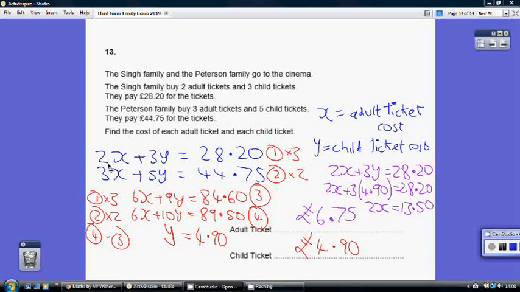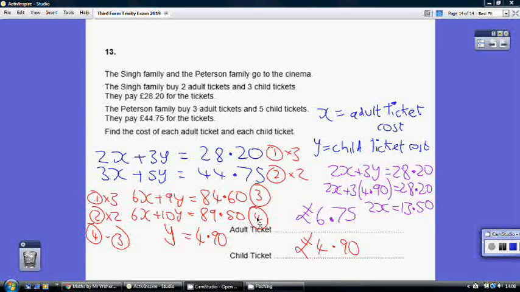So you just needed to spot that this was a simultaneous equation type of question. Now, once you've got that far, you should be all right. So the mechanics of doing this, we need to get the same number of x's or the same number of y's. I'm going to choose to line up my x's. So I'm going to triple this first equation and double this second equation, which will mean I have 6x on both occasions. So tripling all 3 of these terms, I get 6x plus 9y equals 84.60, and doubling all 3 of these terms, I get 6x plus 10y equals 89.50. Let's call this equation 3 and this equation 4.